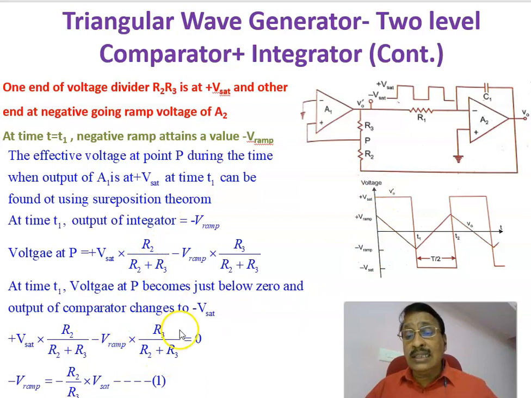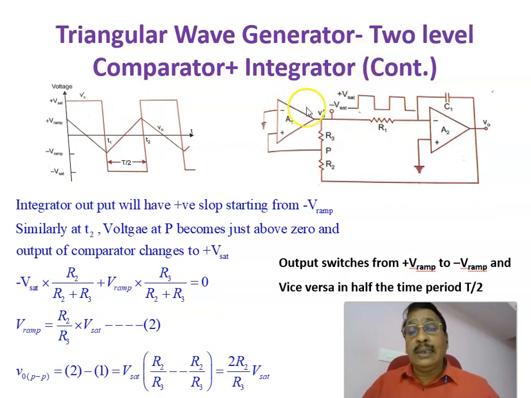Therefore, we are equating this to zero, and then we get plus Vsat into R2 divided by R2 plus R3 minus Vramp into R3 divided by R2 plus R3 equal to zero. From this equation, minus Vramp equals R2 by R3 into Vsat. This is the first equation derived at the condition when this voltage is going just below zero. At that point, there will be a transition from plus Vsat to minus Vsat.